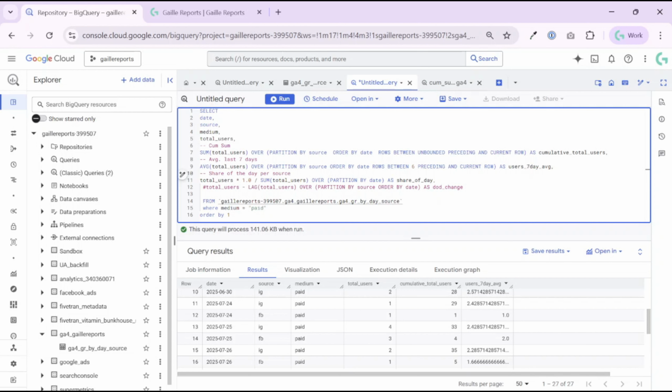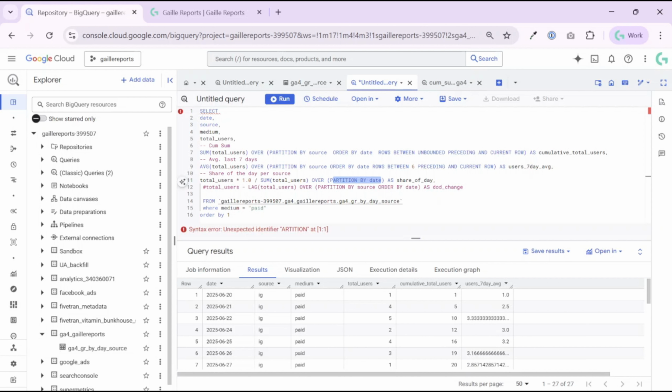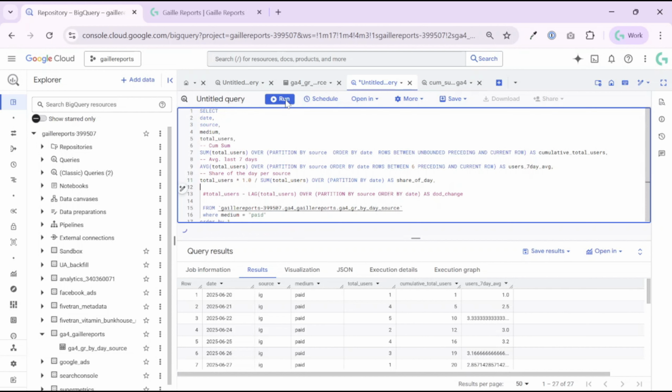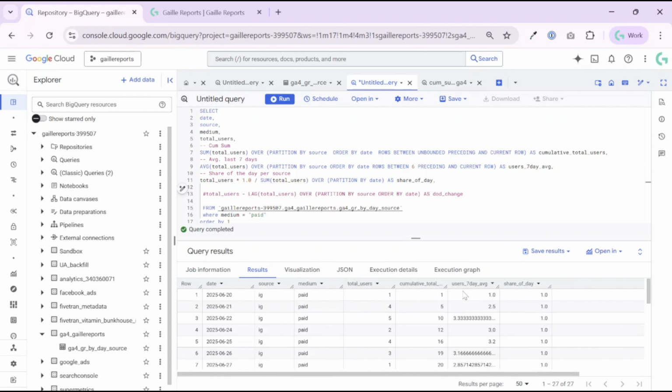What do we do here? We take total users for this day and multiply by 100%, and divide by the sum of total users over partition by date. Let's run it and see. So this is what we have. We have only one source this day, and here the share of this day is 100%. Fine. Let's scroll down and see what we have here more.